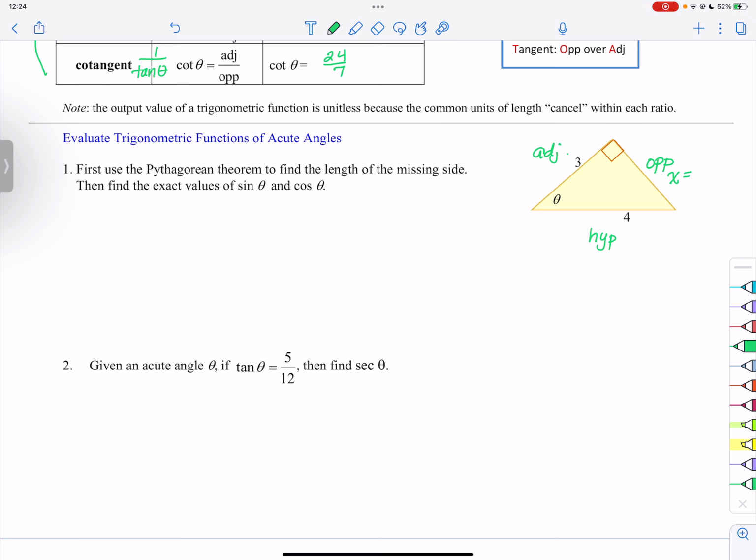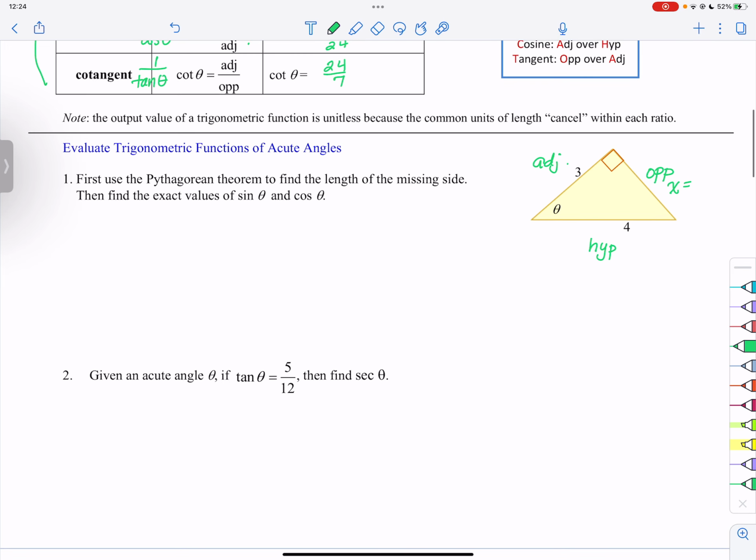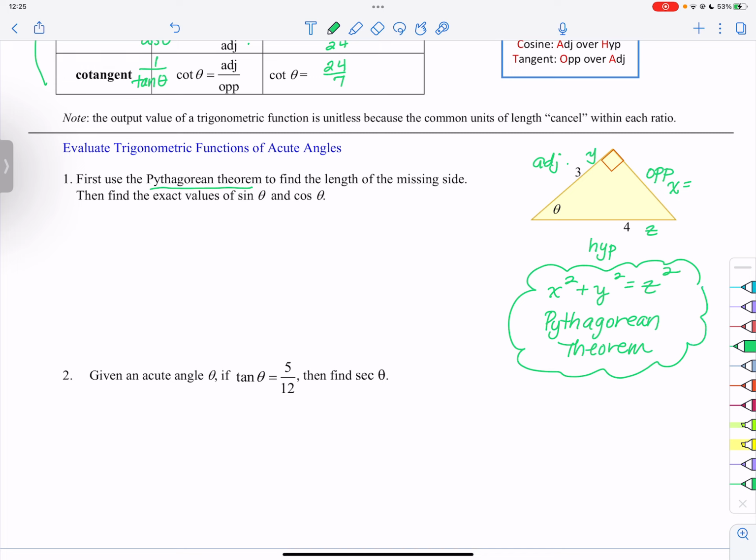You probably already remember this: the sides of this triangle, so we have x, y, and z, x squared plus y squared is equal to z squared. So those two sides of the right triangle, each individually squared, add up to the hypotenuse squared. So we're going to first use this Pythagorean theorem to find the length of the missing side. And then we'll find the exact values of the sine and the cosine of theta.